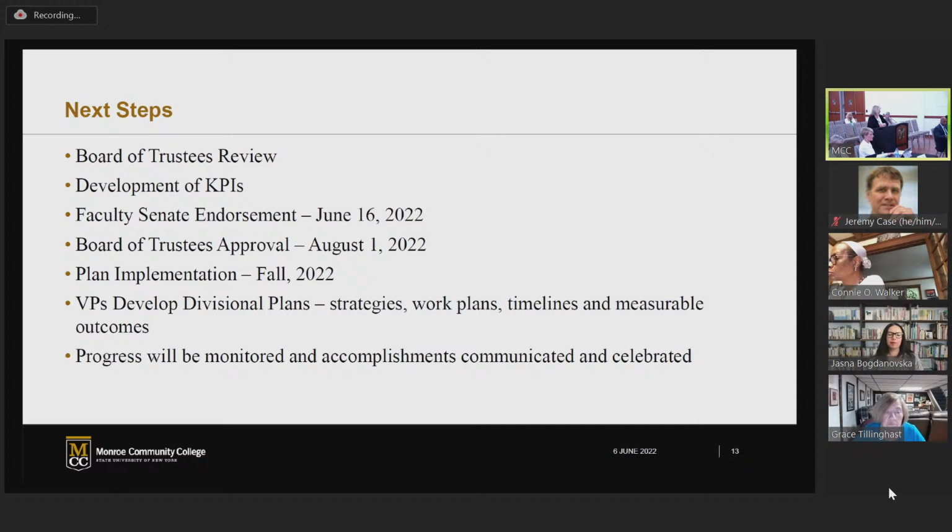So it'll be integrated with our budgets then. The VPs will have started their divisional plans. They'll have built strategies, work plans, timelines, and measurable outcomes throughout. And finally, once it's all going and working, we'll be monitoring and looking at the progress and the accomplishments as they begin, and hopefully communicating them and celebrating them.